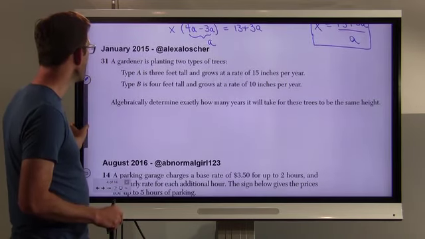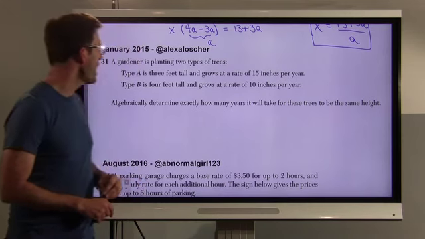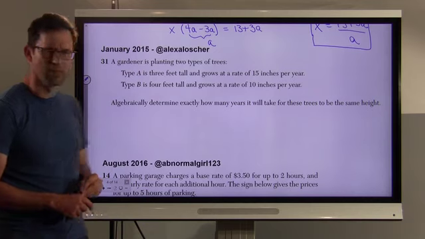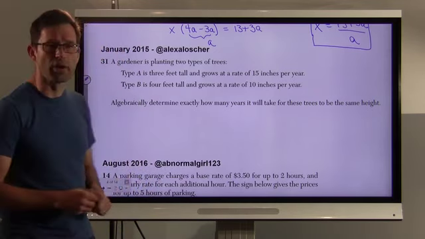Okay. So, January 2015. Alex Loescher asks for this question, I think. Either that or he just asked me to do an equation solving question from linear. But here we go, let's take a look.